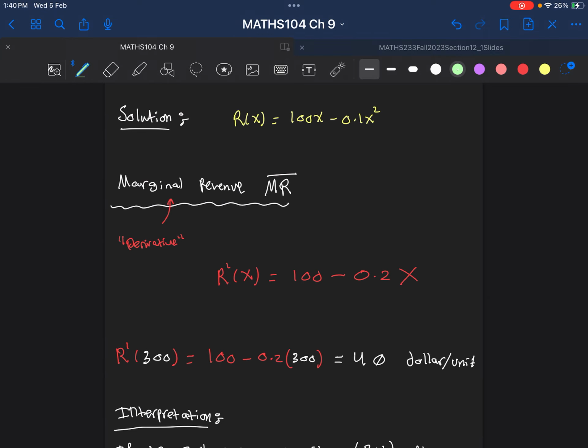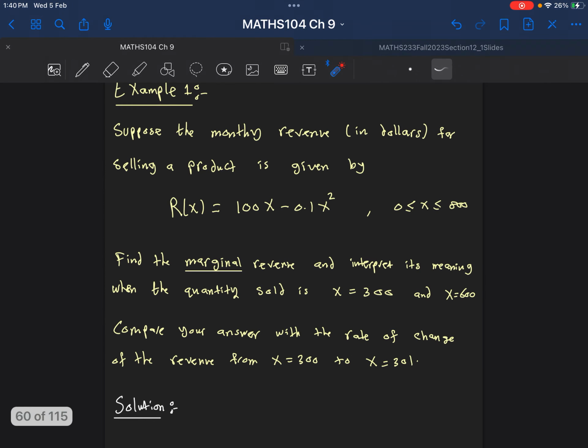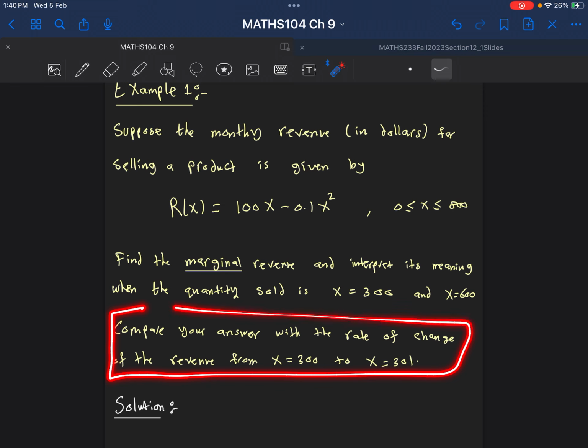That's the interpretation. So always think of interpretation. What will happen if you sell one more unit? What will happen to the revenue? Is it going up, and how much, or down, and how much? So we solved 300 and 600. Now let's look at the last question.